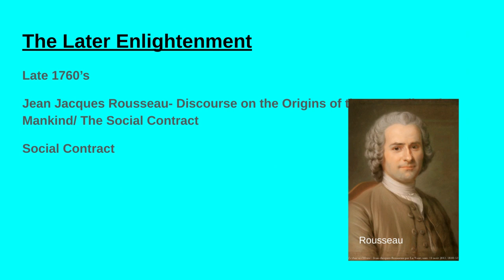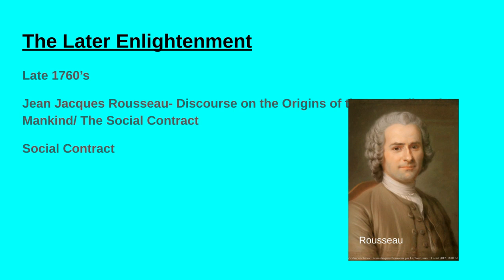By the late 1760s, there were a new generation of philosophers. We talked about the first generation, but now we're looking at a new group of philosophers that are going to emerge. One of them is going to be the guy that you see pictured here, Jean-Jacques Rousseau. Rousseau is going to write a book called Discourse on the Origins of the Inequality of Mankind. Rousseau is going to argue that people had adopted laws and government in order to protect their property. And in this process, they had become enslaved by government.